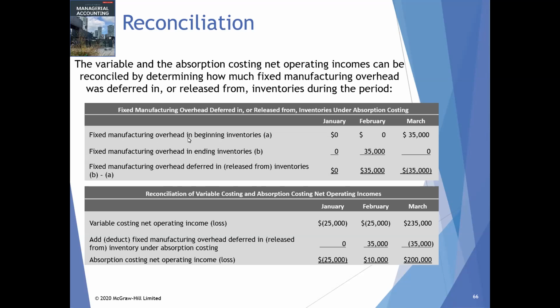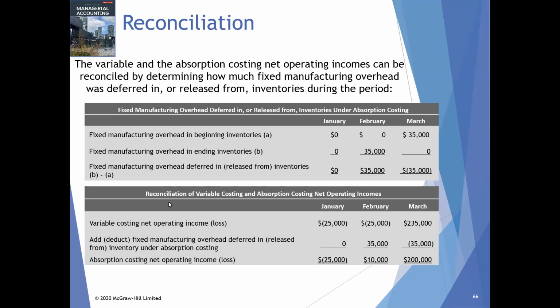So fixed manufacturing overhead at the beginning, in January, was 0, and fixed manufacturing overhead at the end of the period was 0, right? So if it was 0 and it was 0, then 0 will be the fixed manufacturing overhead deferred. Deferred means postponed or released from, right? In February it went from 0 to 35,000. That was the fixed manufacturing overhead in the ending inventory, and the ending cost will become the opening stock for the next period.